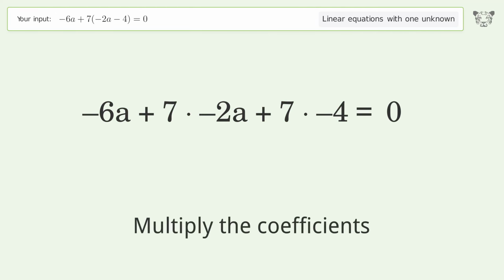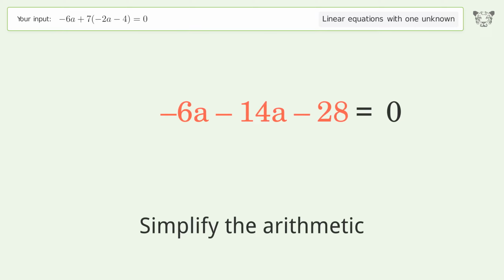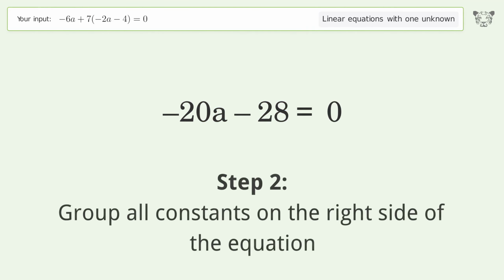Multiply the coefficients. Simplify the arithmetic. Combine like terms. Group all constants on the right side of the equation.